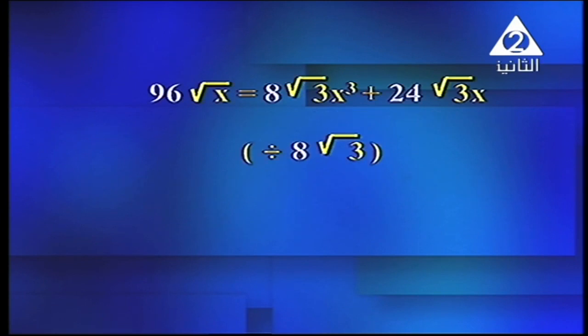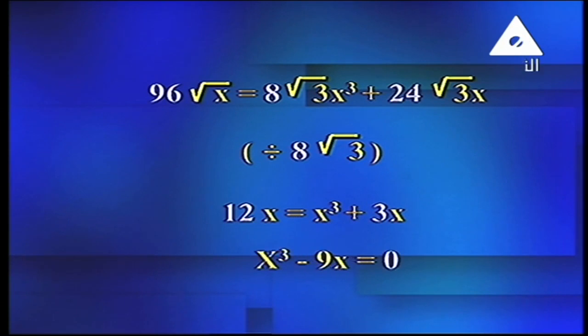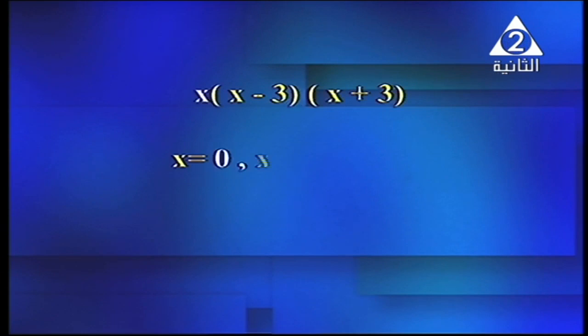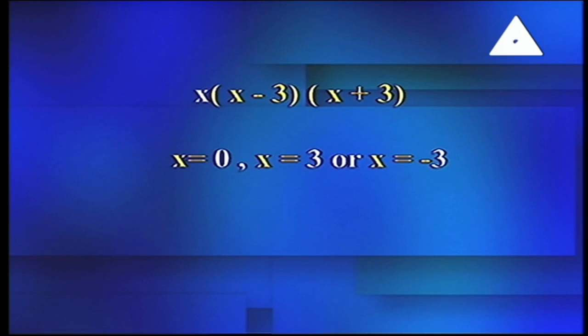2.048. Then dividing 96 root x equals 8 root 3 x cubed plus 24 root 3 x, divided by 8 root 3, therefore 12x equals x cubed plus 3x. Then x cubed minus 9x equals 0; taking x as a common factor, x equals 0, x equals 3, x equals negative 3. Therefore, the solution set is 0, 3, negative 3.